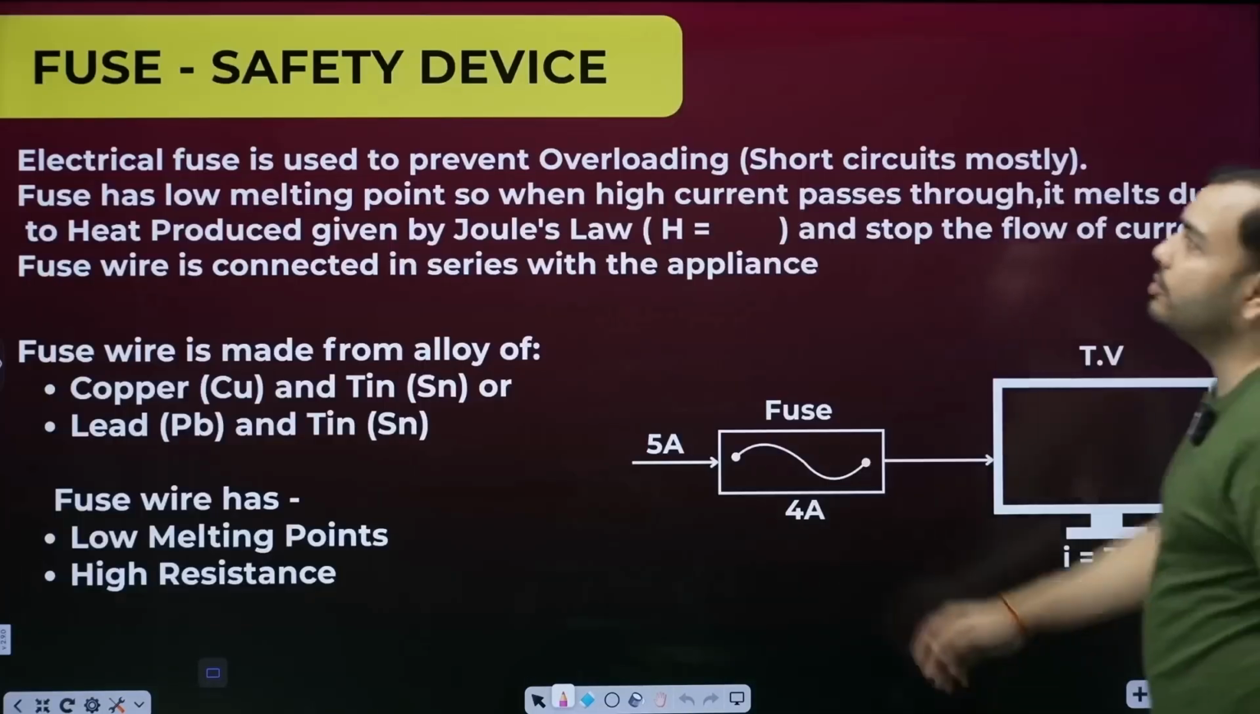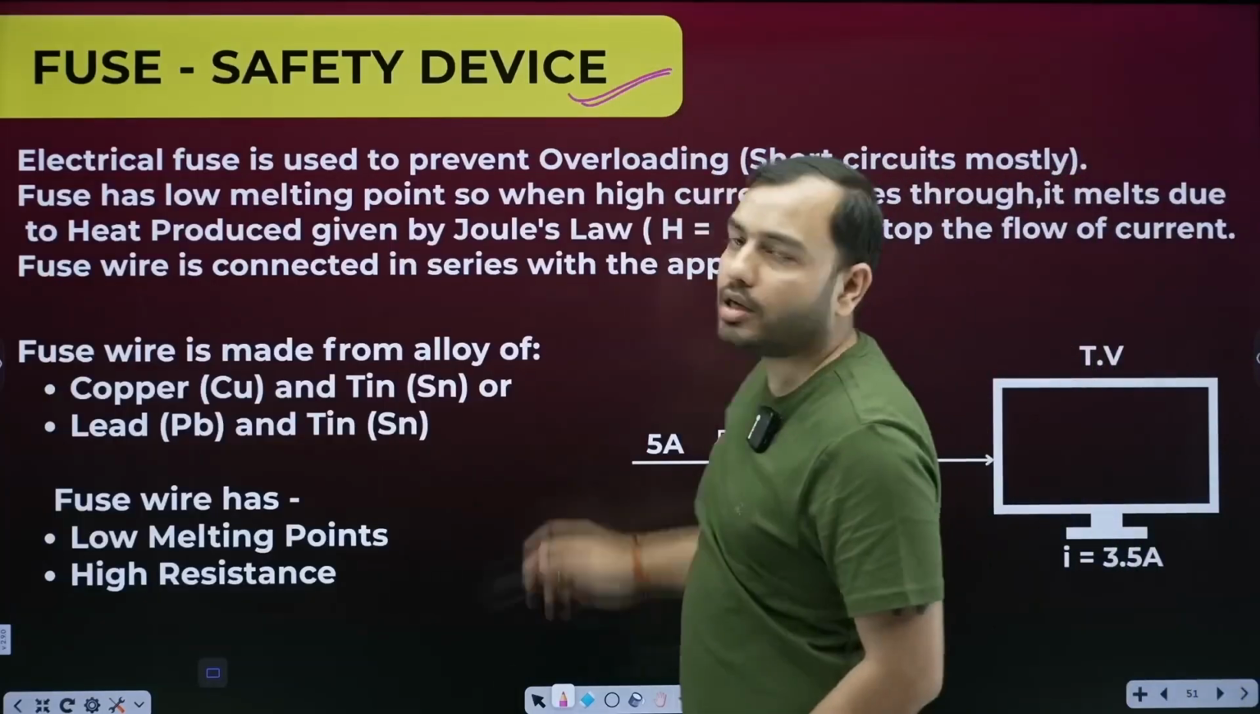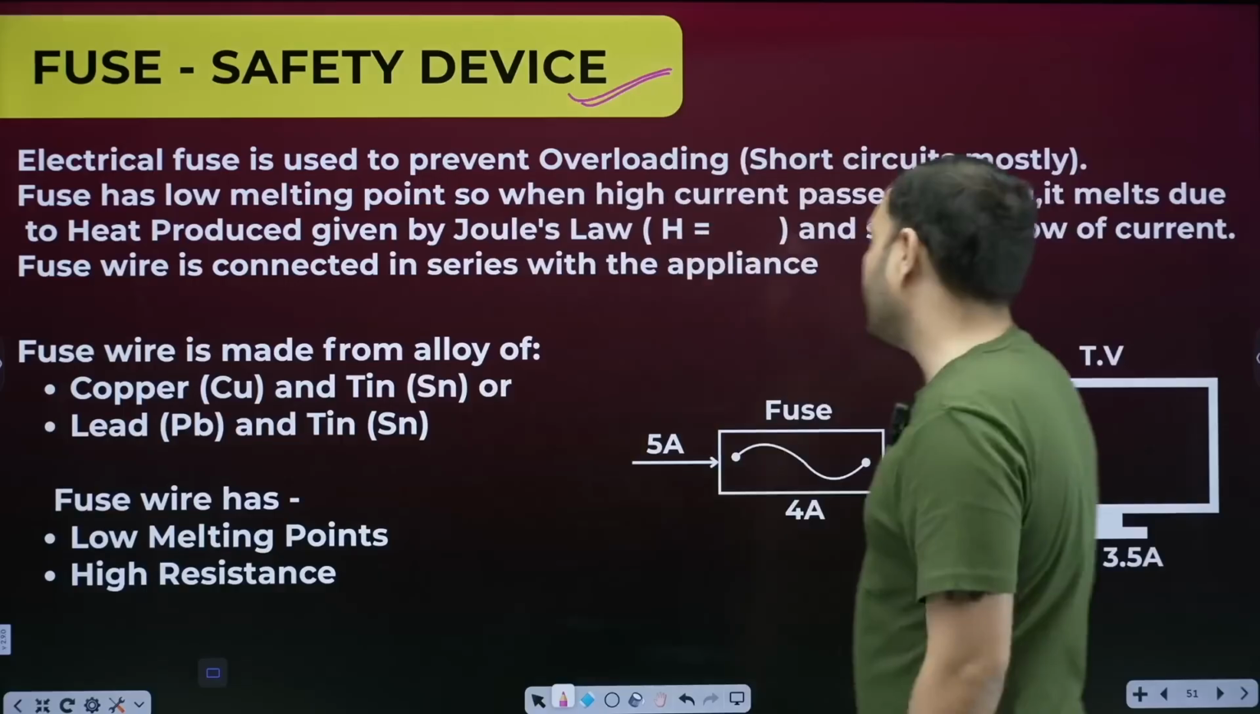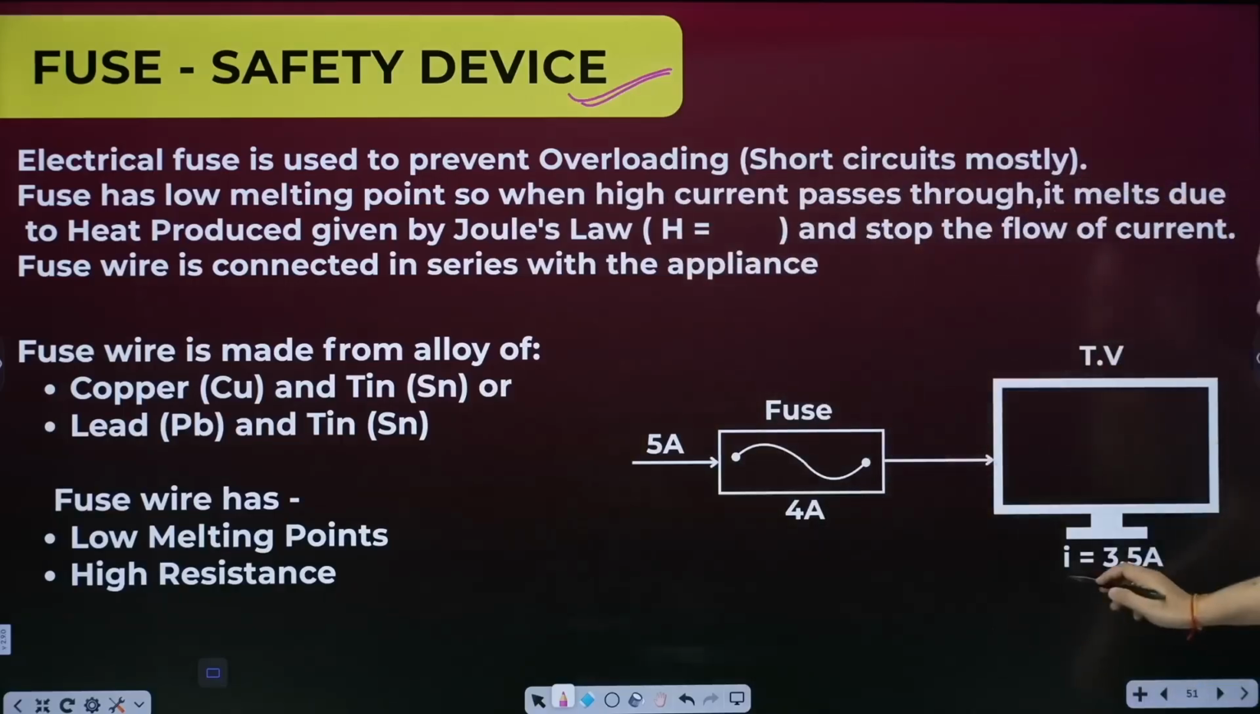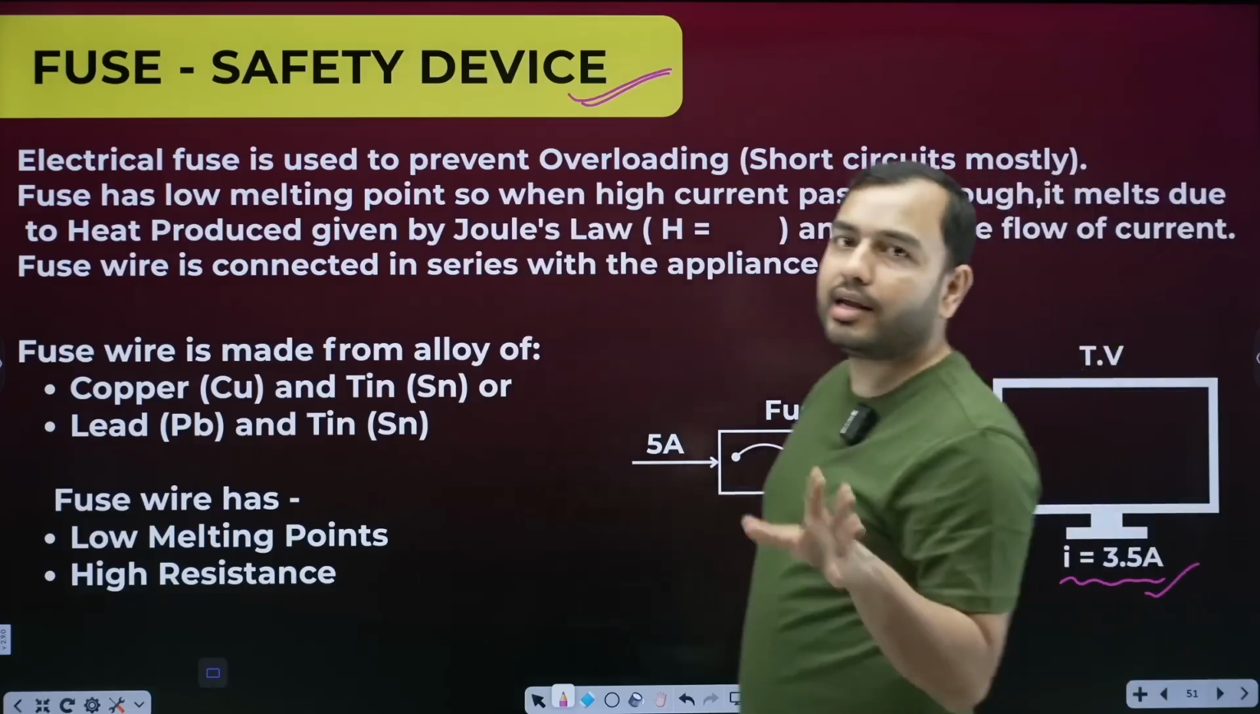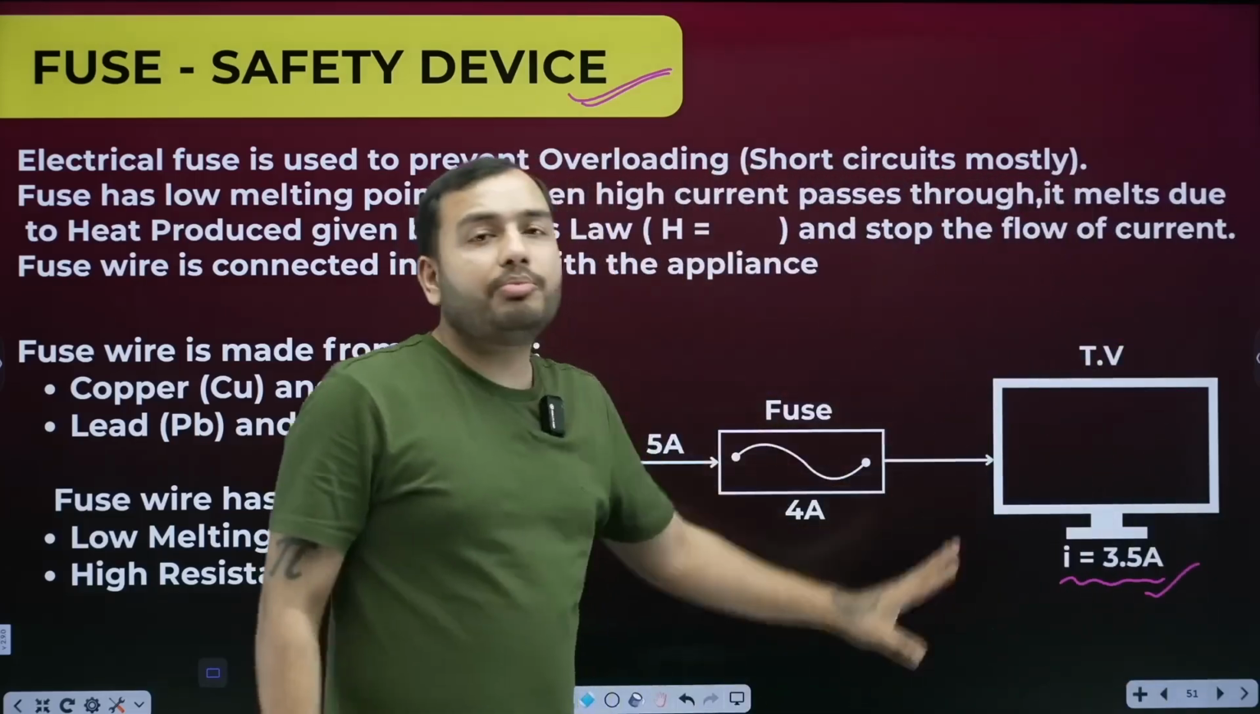The way to save from all this, in the previous chapter we studied the fuse, a safety device. What do we do with the fuse? We install it before the appliance. Suppose this appliance is saying I cannot tolerate current above 3.5 ampere. This is a TV saying that the maximum current I should be given is 3 ampere.